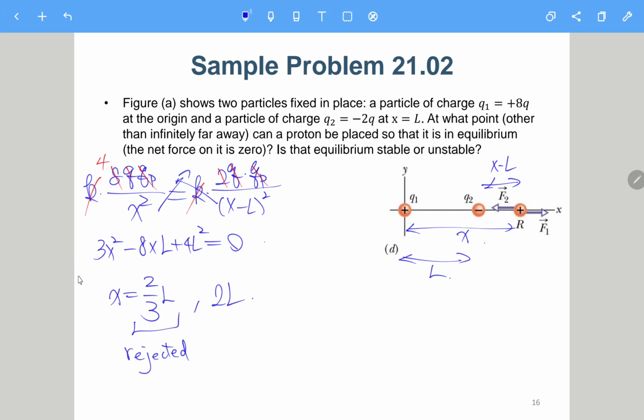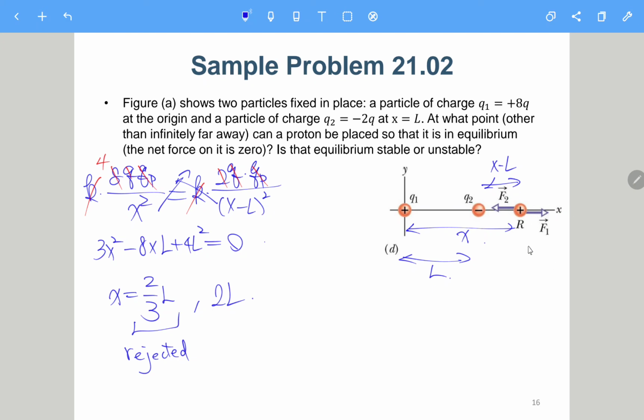The reason is that if x is 2L over 3, the charge will be located between the two charges, which is not on the right side. So we should reject this solution. The only solution should be this 2L.